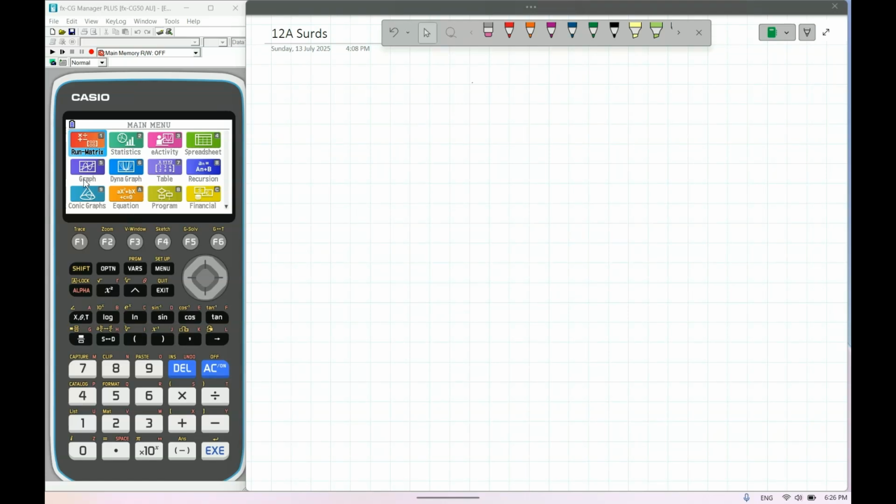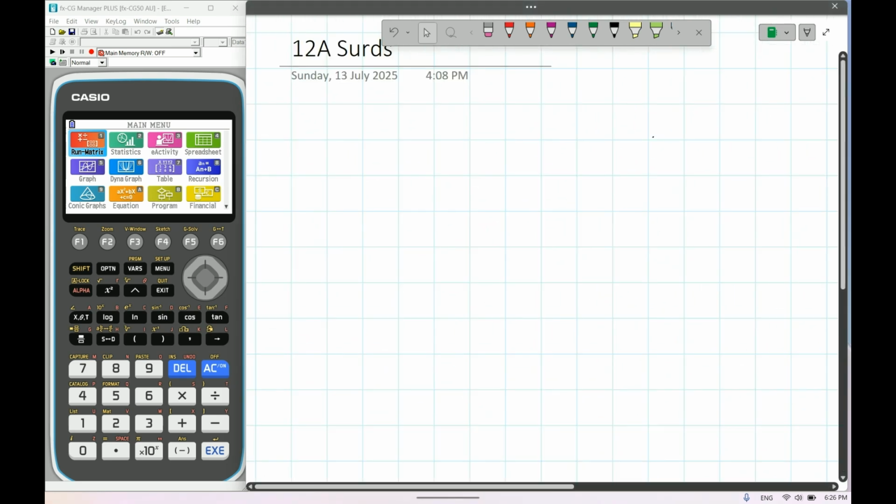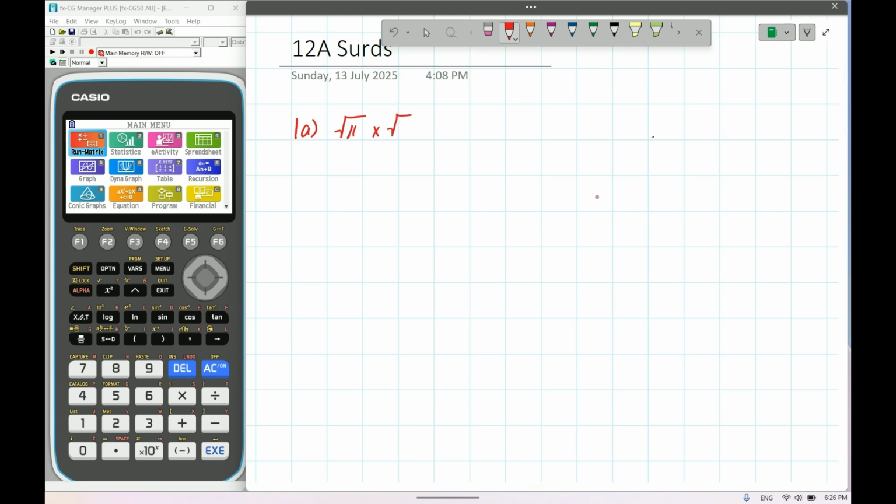So I'm going to go through chapter 12a.1, which is just some operations with surds. Let's have a look at 1a, which is the square root of 11 times the square root of 11. When you have any two things being multiplied together that are square roots, if the numbers in the square roots are the same, you can just write it as the same number without the square root.